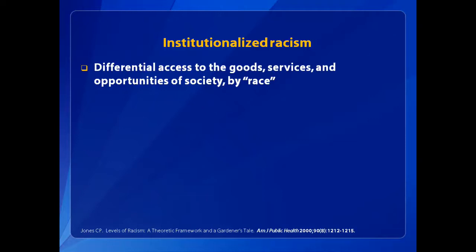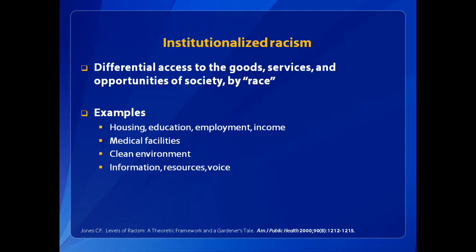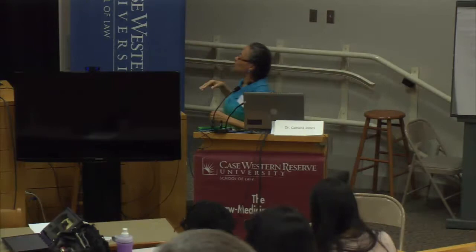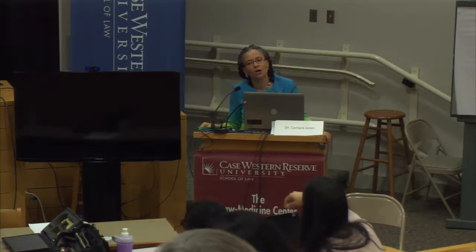This is how it manifests, differential access to all of these things. And when people look at this list, they say, well, Dr. Jones, housing, education, employment, income, why do you have those things on your list about institutionalized racism? Isn't that what we call social class? What are you talking about? Are you talking about social class or are you talking about racism?